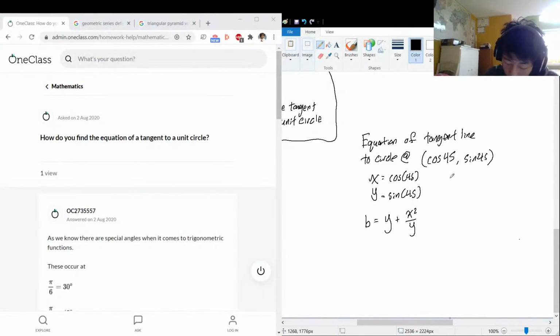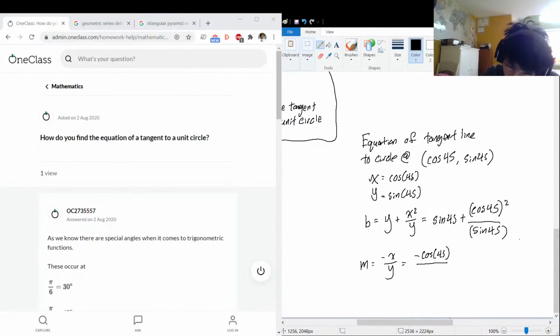So we know that b is equal to sine 45 plus cos 45, all that squared, over sine 45. And we know that our m is going to be negative x over y, and we know that that is going to be negative cos 45 over sine 45.